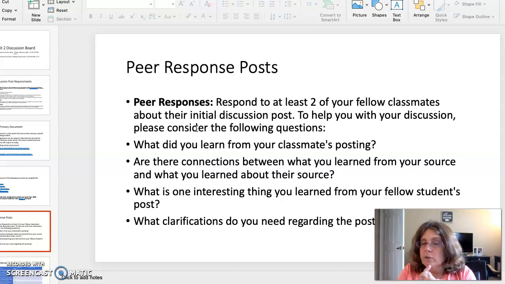Firstly, what did you learn from your classmate's post? Secondly, are there connections between what you learned from your source and what you learned about their source? Third, what is one interesting thing you learned from your fellow student's post? And lastly, what clarification do you need regarding the post?